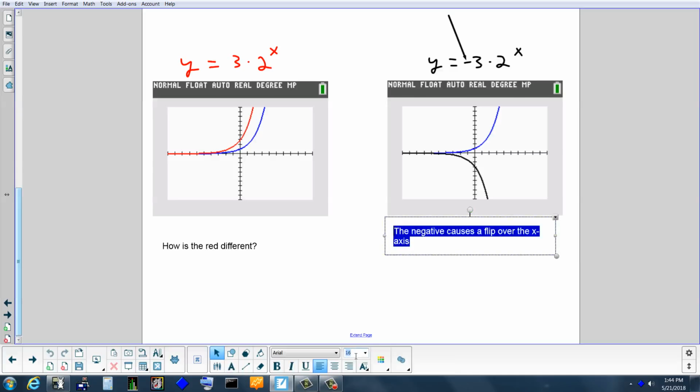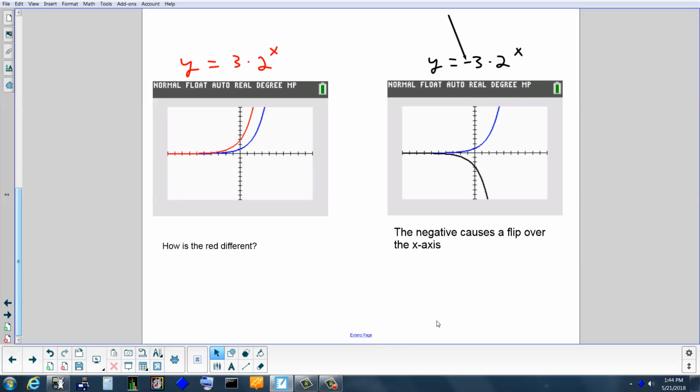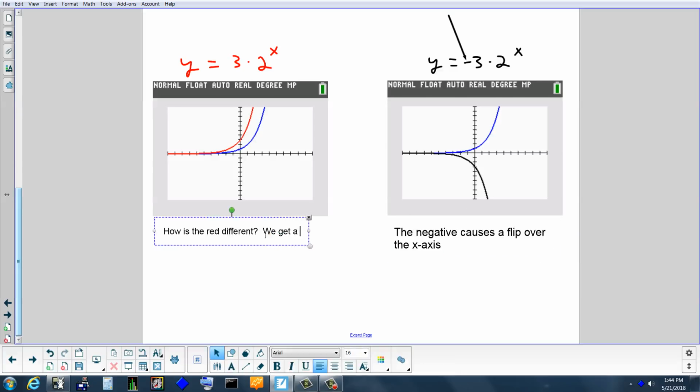When it's just a regular whole number, it's just going to get stretched apart. It might get stretched more to the left, it might get stretched more to the right. So when it's a regular whole number, not a negative, it's getting stretched apart. When it's a negative, it's going to get flipped over the x-axis. Remember, we're comparing these two to this.